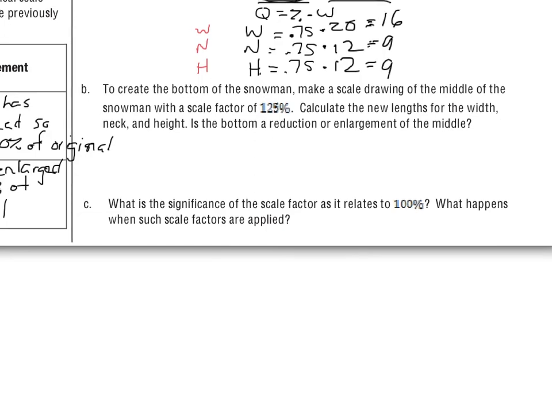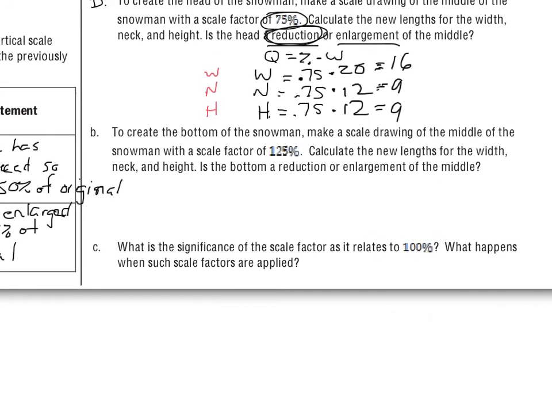Now we want to create the bottom of the snowman. We're told the scale for the middle of the snowman is going to be a scale factor of 125%. So thinking about that percent, go ahead and turn and talk with your partner. Is this going to be a reduction or an enlargement? And then tell your teammate why you believe it's going to be a reduction or an enlargement. You and your partner should have identified here that this is going to be an enlargement.